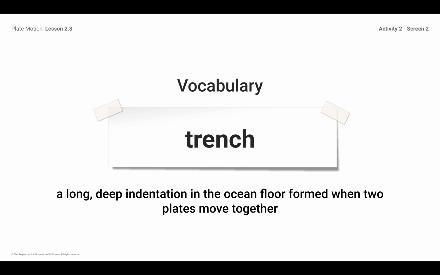You will have read about a trench, and if you remember, we looked at a channel in the Geology on Mars, which was our previous unit. A channel and a trench are different. A channel was a long, narrow groove, and a trench is a long, deep indentation in the ocean floor formed when two plates move together.